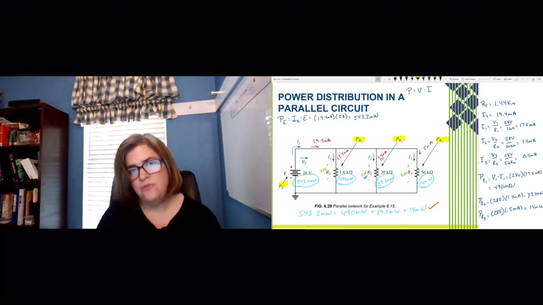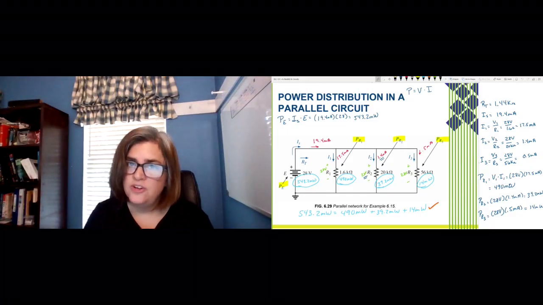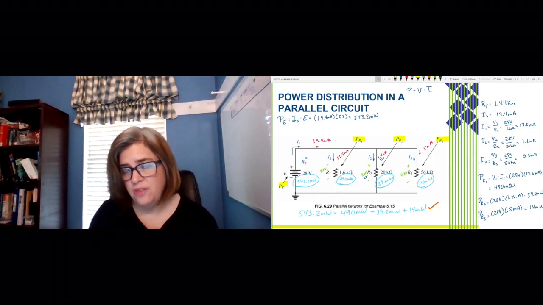So power distribution, whether it is in series or parallel, the power you supply to your circuit in watts is equal to the power absorbed by all of the resistive elements in the circuit, whether they're in series or they're in parallel. It's just a simple sum at that point.